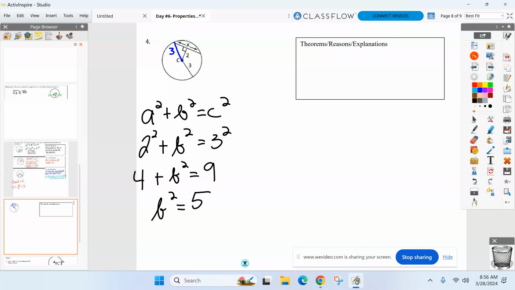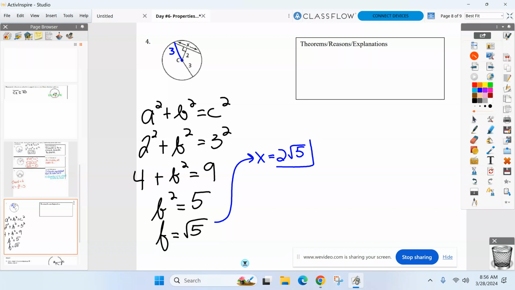And what are we getting? That half of it to be square root of 5, right? Half of it is square root of 5. And we said, all right, it's being bisected, so double it. So x, according hopefully on your calculator, is 2 radical 5, the length of that chord. Yeah, so add in your own stuff if you have to. Draw in your own stuff, especially radii.